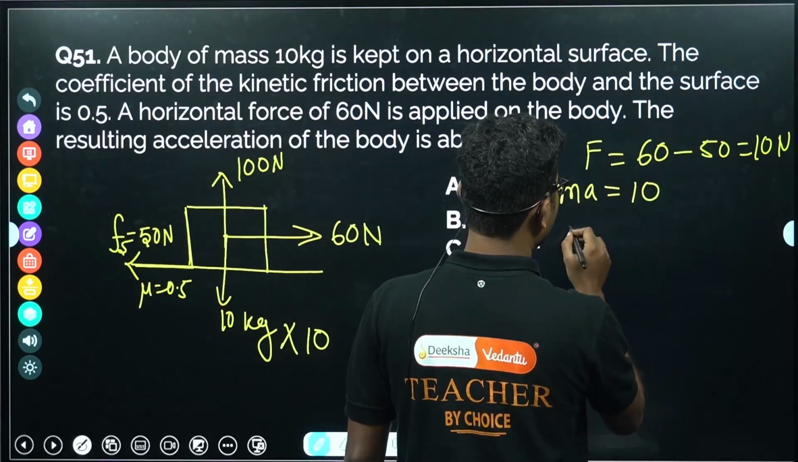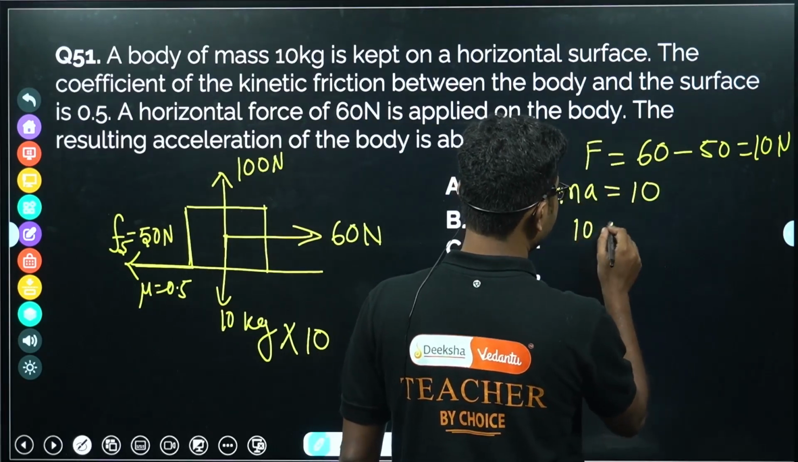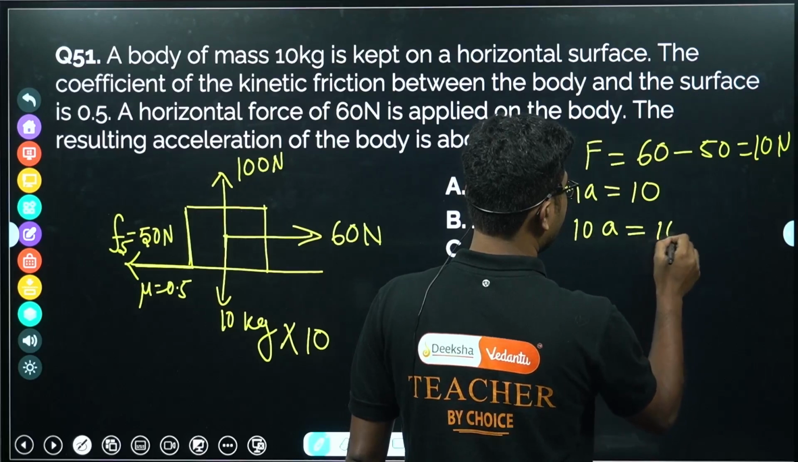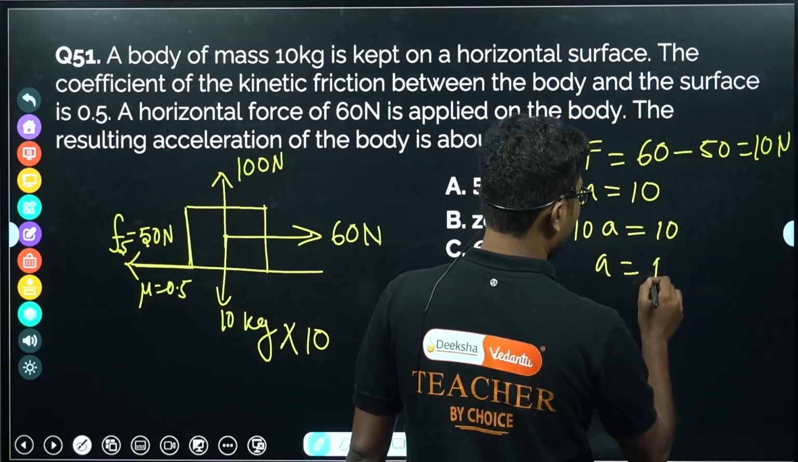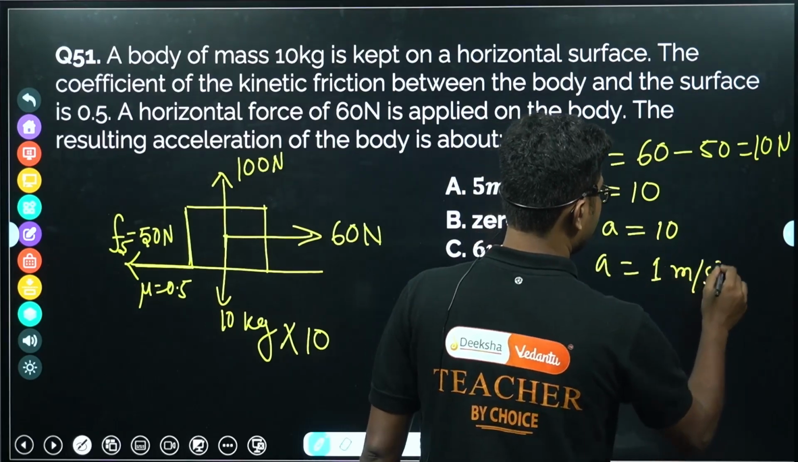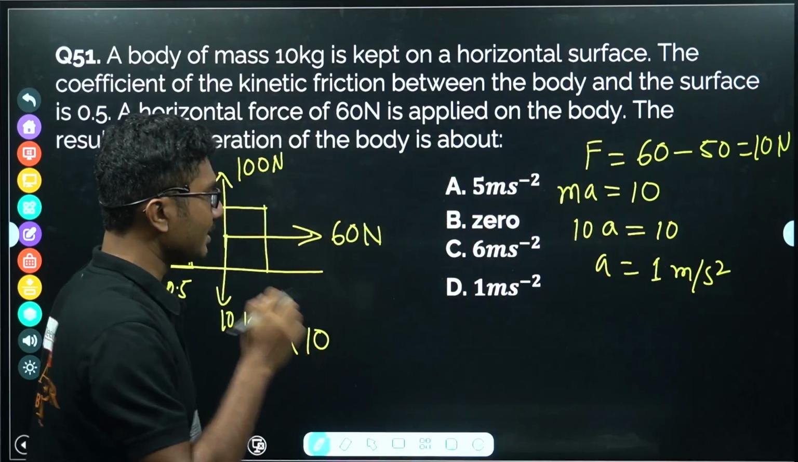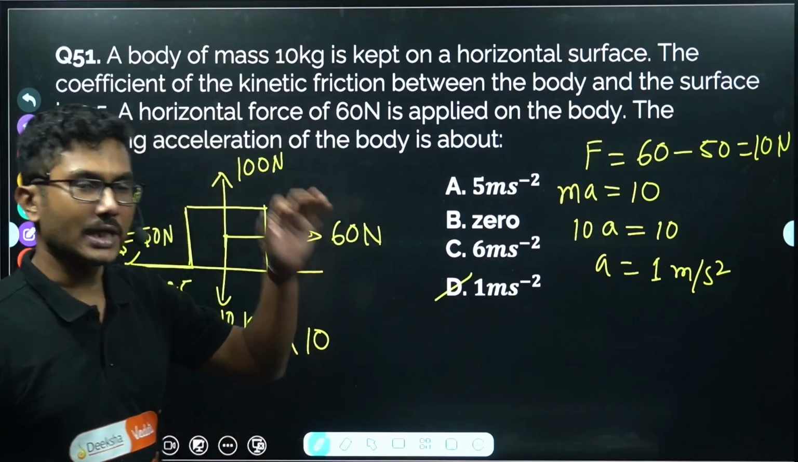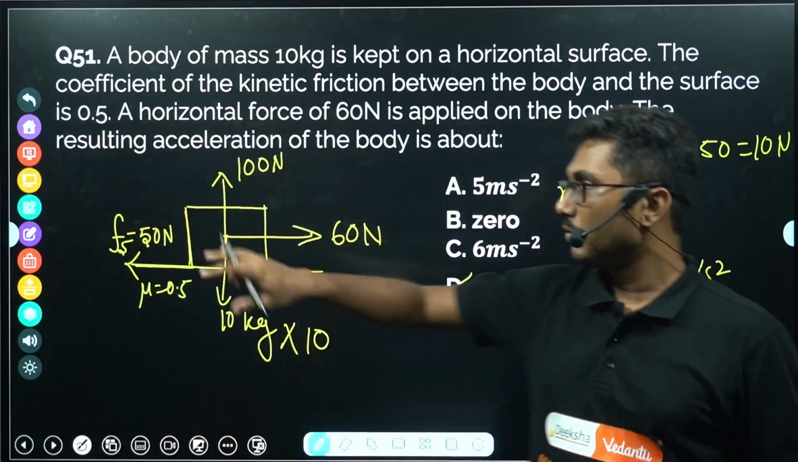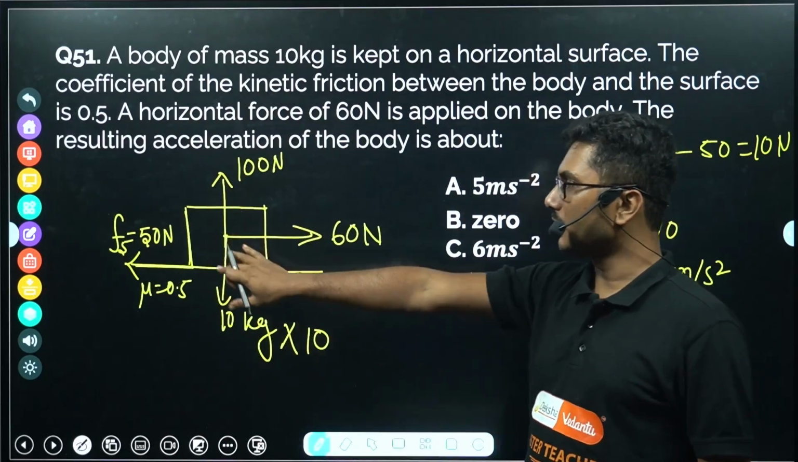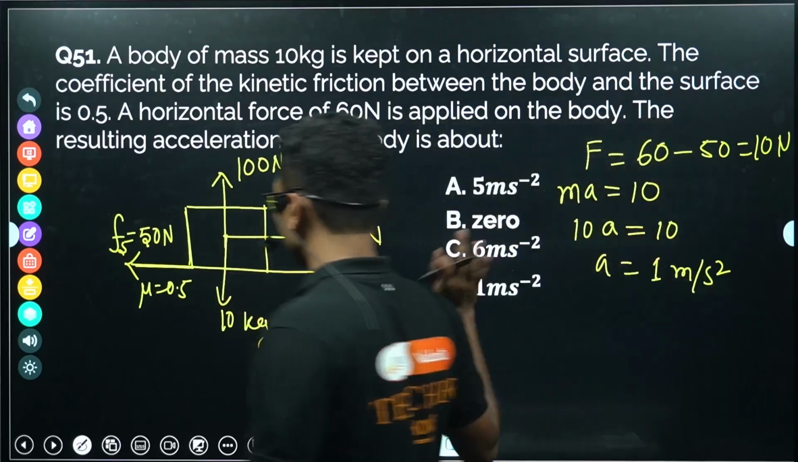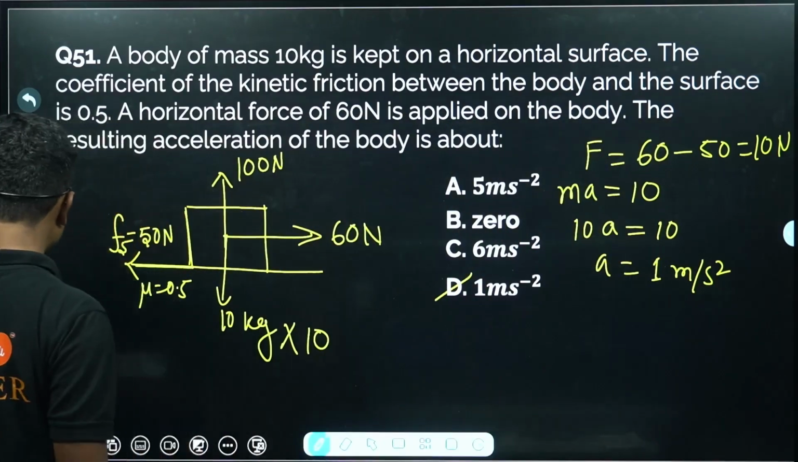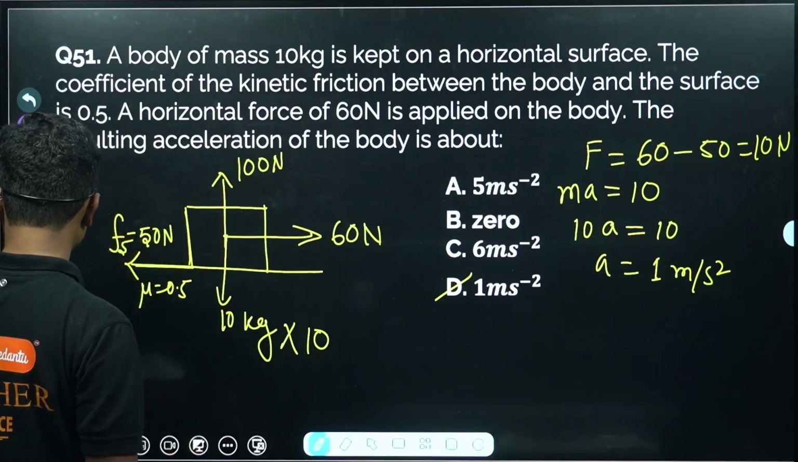ma is equal to 10. Now mass is 10 kilograms, so acceleration a is 10 divided by 10. So a is 1 meter per second square. This is a very simple question. Don't waste too much time on this. Just solve step by step. Do the solution in the diagram itself and then just put in the values. Do not waste more than 1 minute on this question. This can be easily solved.